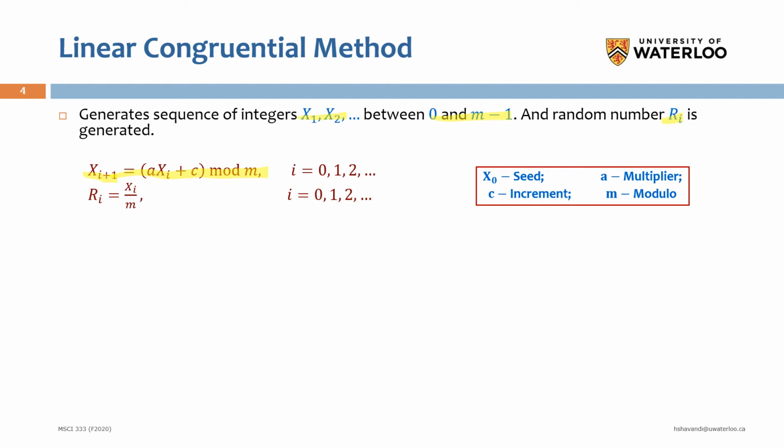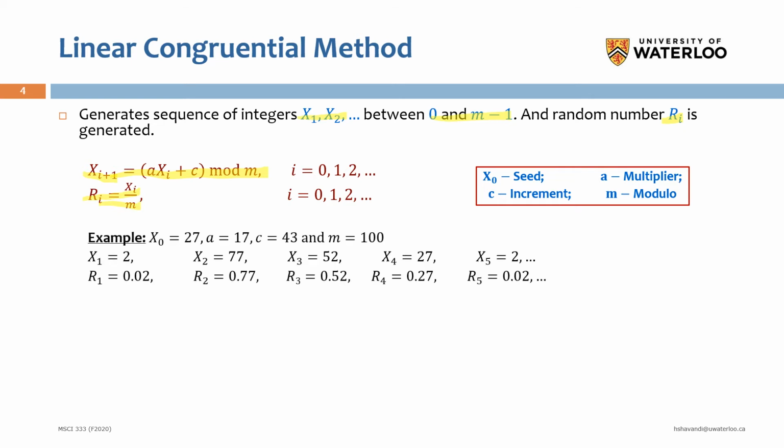The mod function returns the remainder of dividing a xi plus c by m. Then if we divide the generated integers, let's say xi, by m, we will have a random number, which is Ri here. Let's have an example.